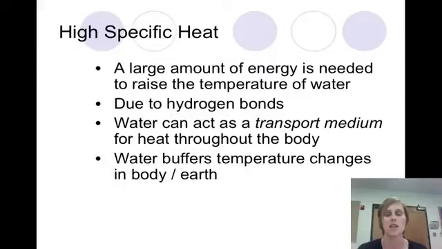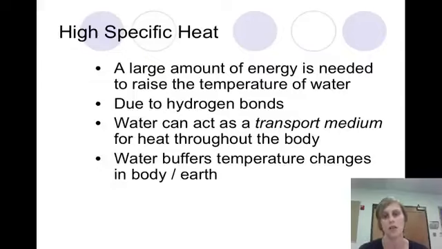It actually helps maintain the temperatures on the Earth. There's not a sudden change in temperature from winter to summer, because all the coldness that's been trapped on the Earth during winter slowly gets warmed up, and it takes a lot of time and energy for that to happen because water has a high specific heat. And so there's not a sudden change from hot to cold or cold to hot.